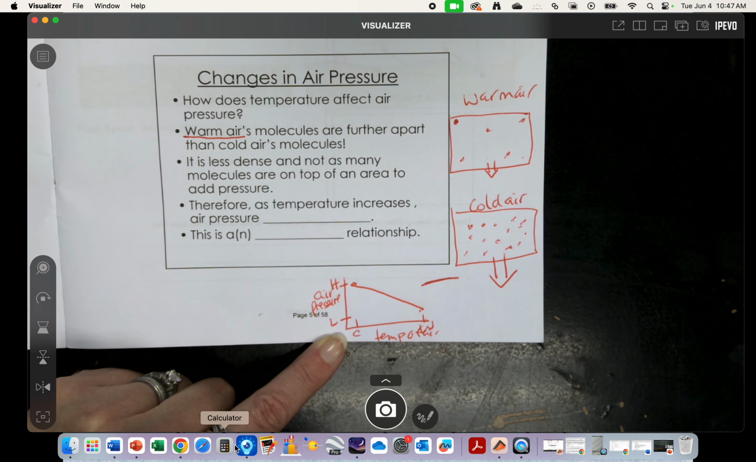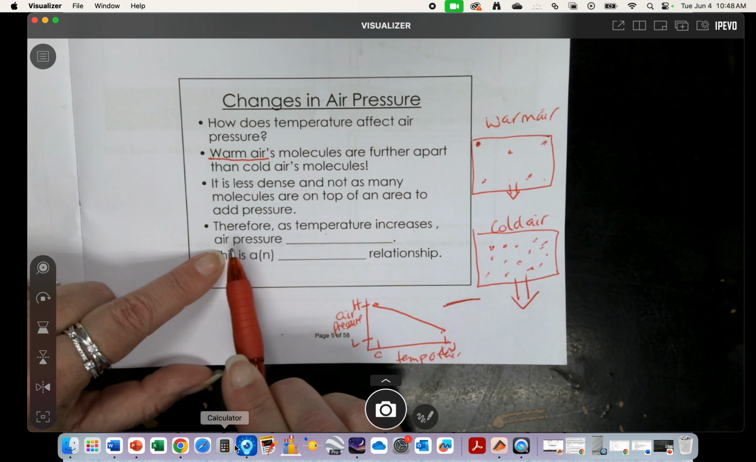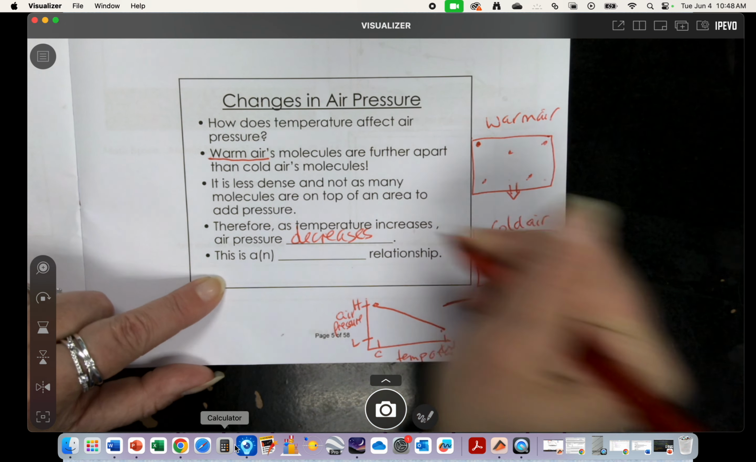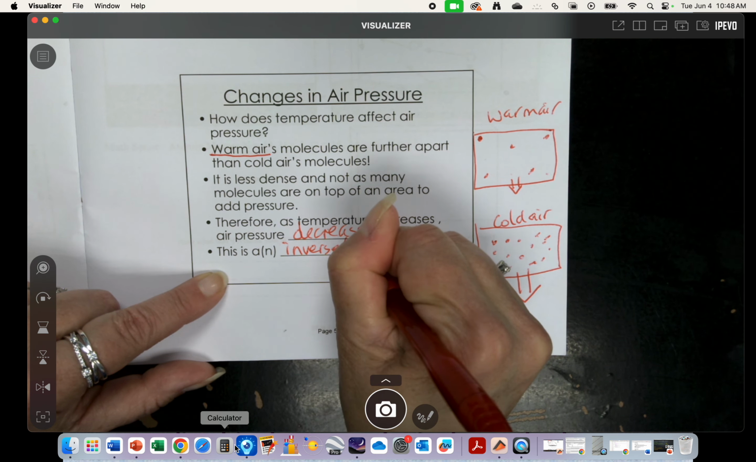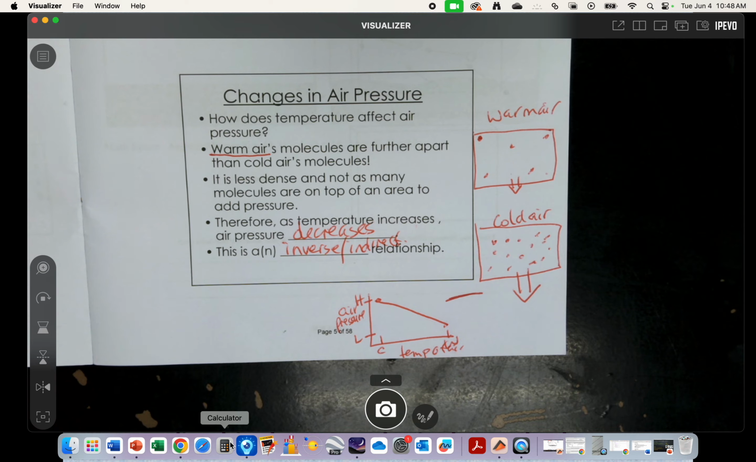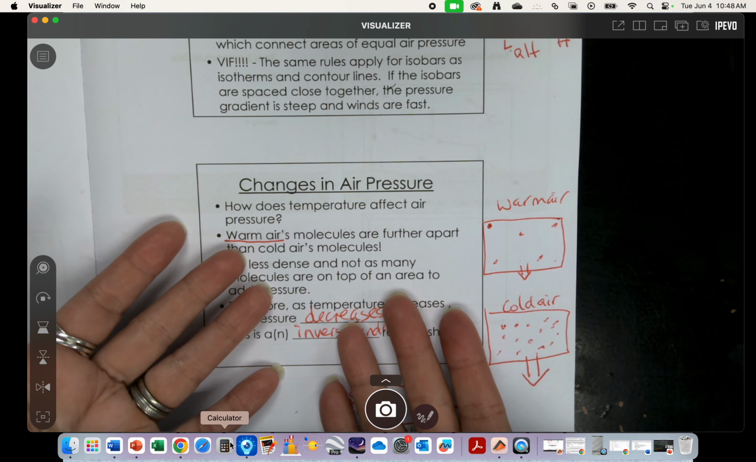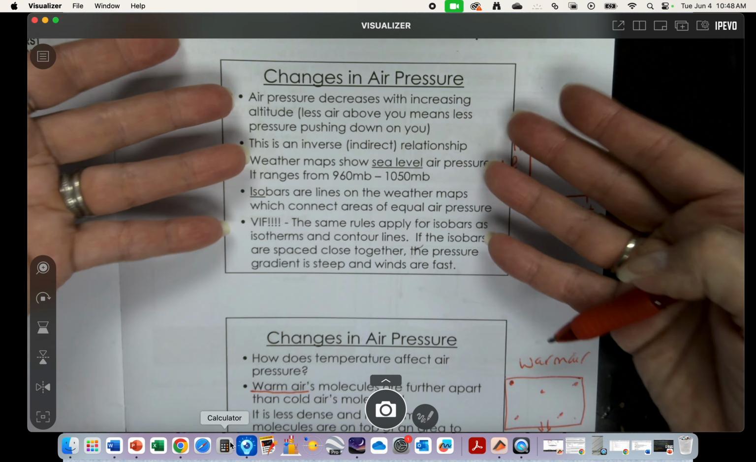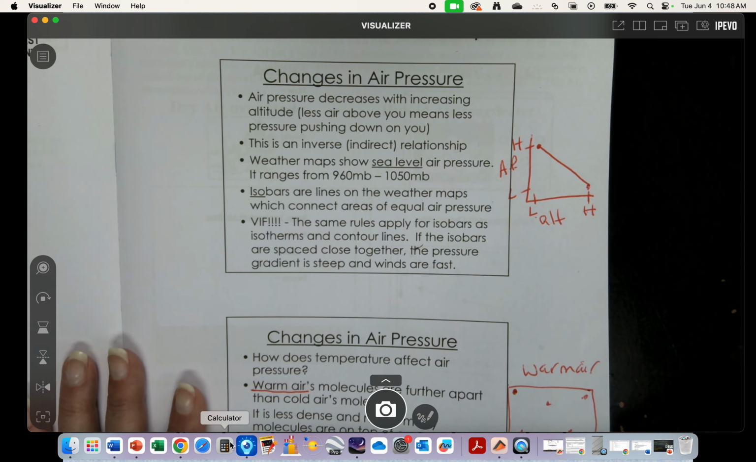So what kind of relationship is that? That's an inverse or indirect relationship. So as temperature increases, air pressure decreases. And this is an inverse, or what we call an indirect relationship. All right? So this temperature is really about the density of the air. Altitude is really about how much air is on top of you when you're at different altitudes in the atmosphere.